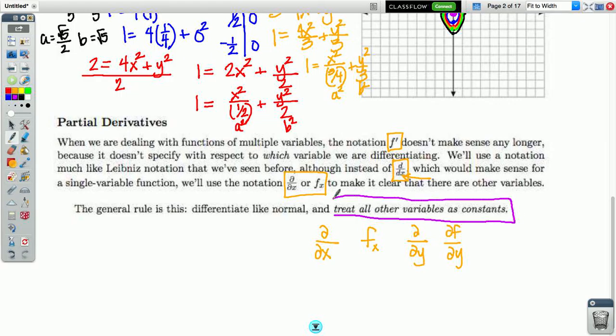And then the nice thing is, once you choose your variable, you treat everything else as a constant. Remember, in single variable calculus, when you're differentiating constants, they just differentiate to 0. So if you're differentiating with respect to x, for example, and you differentiate a y or any other variable, it just differentiates to 0, just like you would differentiate some constant, like a 5. So let's see this in action.